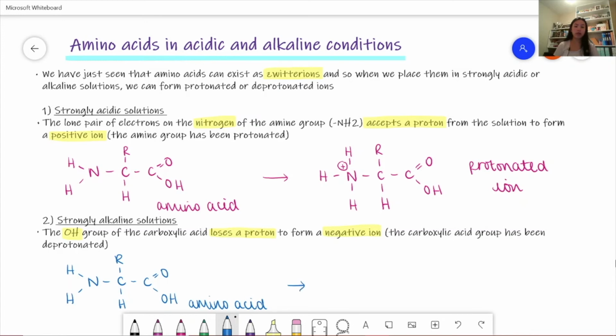And now we're going to form the deprotonated ion. So we still have this NH2 and this carbon with the R group and a hydrogen. But now this carboxylic acid has turned into a COO minus because we've lost that proton. And so this is our deprotonated ion.